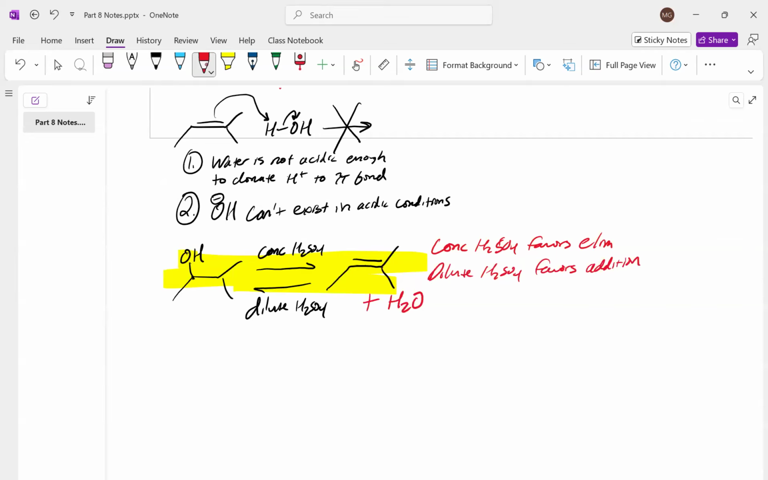In a dilute solution of acid, what do I have a lot of? This dilute solution is mostly water. If I have a lot of water, what direction does that force the equilibrium to go to alleviate that stress? That forces it to go back to the reactants. So that's why dilute solutions of acid will favor making the alcohol, doing the acid catalyzed hydration.